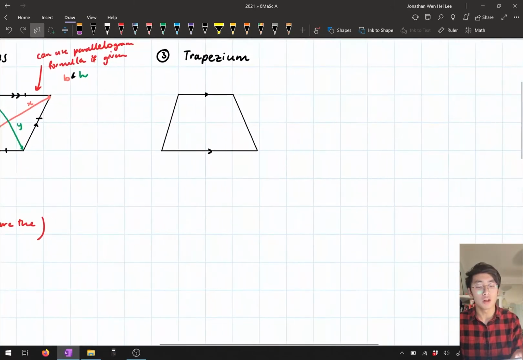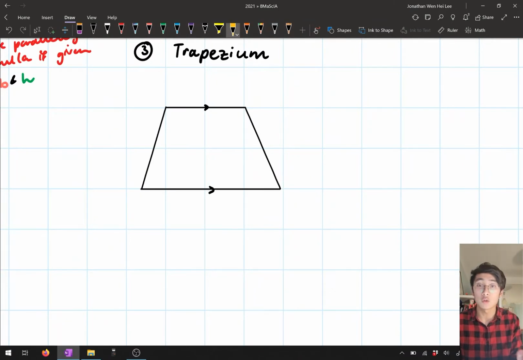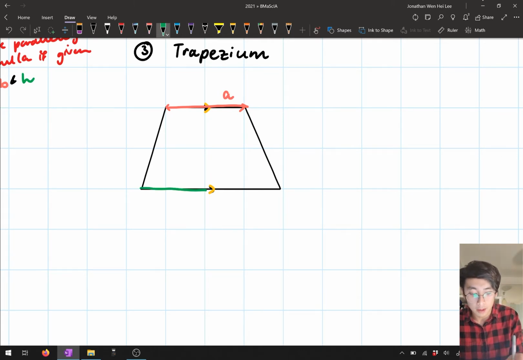And the final one is a trapezium. Now, a trapezium is a quadrilateral which has one pair of parallel sides. So these two lines are parallel to each other, and that is my condition for a trapezium. For the area of my trapezium, I actually need three measurements. The first one, I need the lengths of my parallel sides. I'm going to call this one A, and this one B.